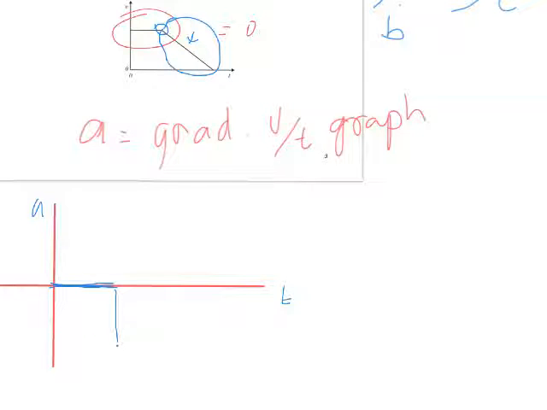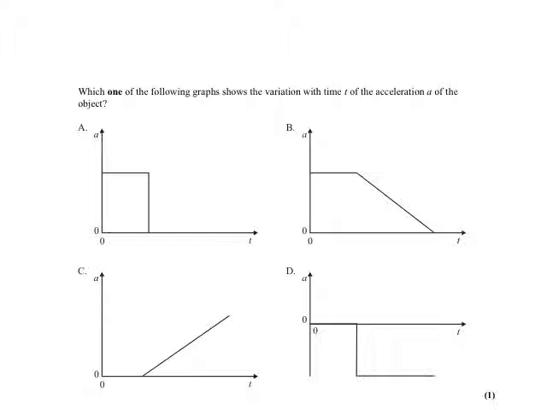And how do I know it's going down here? It's a minus. By decreasing, I don't mean a decreasing gradient. I mean the velocity is decreasing. So we have a minus acceleration. So your graph should look like that. If we have a look at the options, we can see that D is the answer.